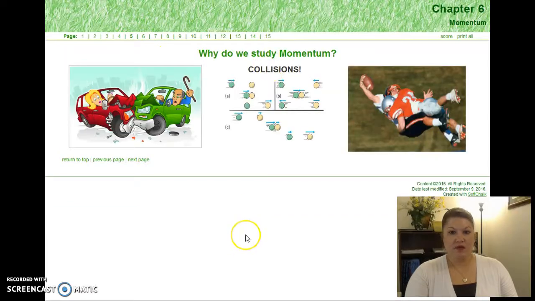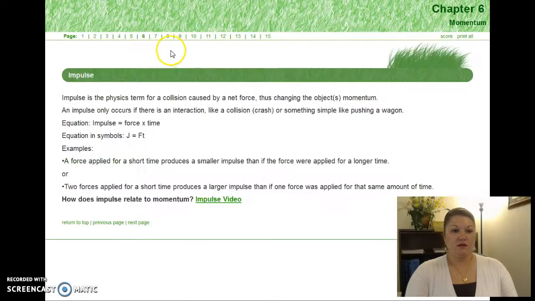Well, why do we study momentum? Collisions. Boom! Big collisions. Alright? Well, when you have a collision, it only lasts for a tiny little amount of time, right? But it can create this huge force. Okay? When you have a collision, you have a sudden change in momentum, right? You've got a certain mass going at a certain velocity, and then bam! Everything comes to a stop. Big change in momentum. And how much time that impact lasts will depend on how big of a force you get, right? Okay?